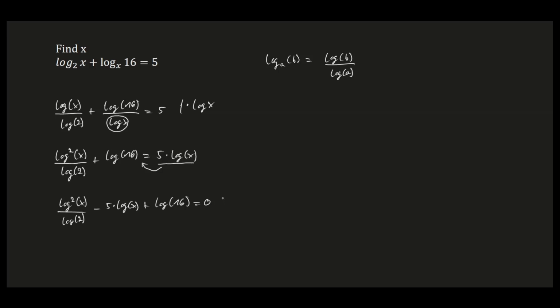Now we can multiply both sides with the logarithm of 2 so that we get the logarithm raised to the power of 2 of x minus 5 times the logarithm of x times the logarithm of 2 plus the logarithm of 16 times the logarithm of 2.